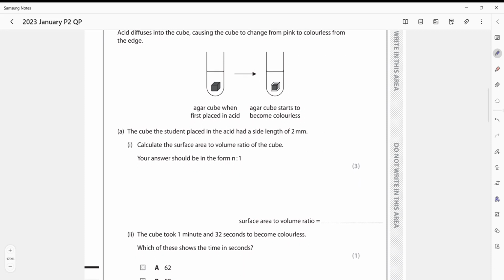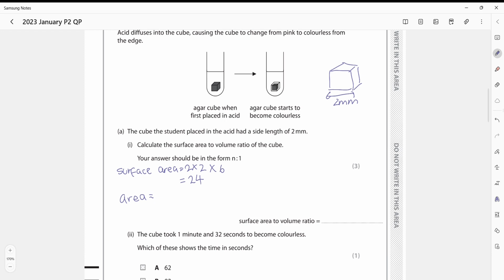So part A, the cube the student placed in the acid has a side length of 2 millimeters. So actually, let me just draw a little cube here. So each side is 2 millimeters. Calculate the surface area to volume ratio of the cube. So the surface area, to find out the area of one side, we would do 2 times 2, right? And because there are 6 sides in the cube, we would times that by 6. So let me just use the calculator. That'll be 24.